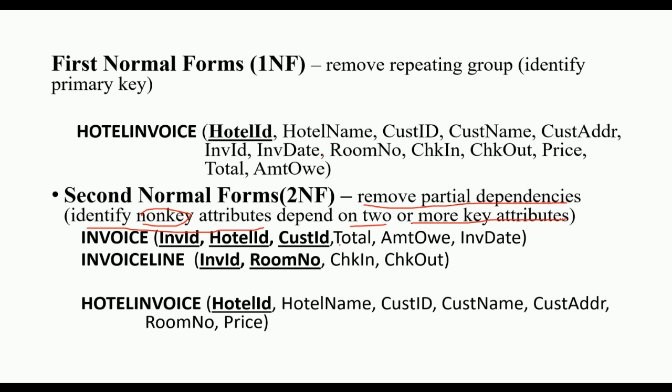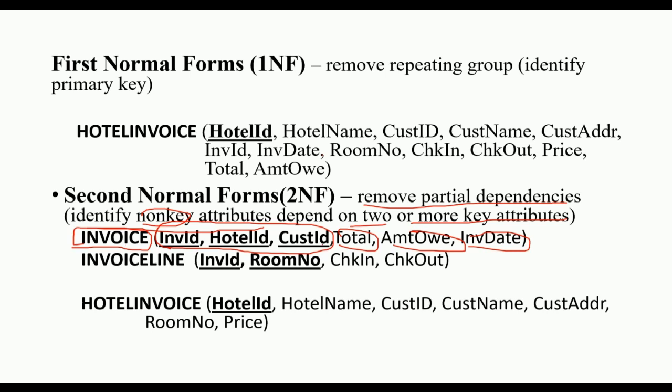So here what we can see is we have the total, the attribute amount owed, and invoice date. It depends on all of these, right? The primary key for invoice, we name the relation as invoice. The primary key for the invoice is actually all these three key attributes: customer ID, hotel ID, invoice ID. The combination of all these three becomes the primary key for the invoice relation.